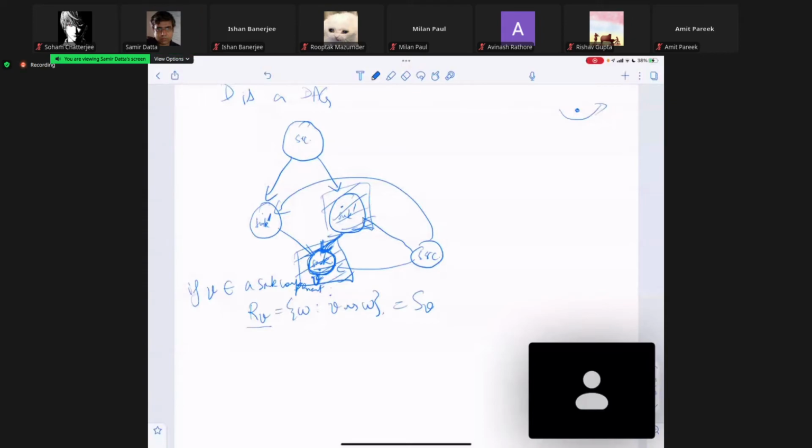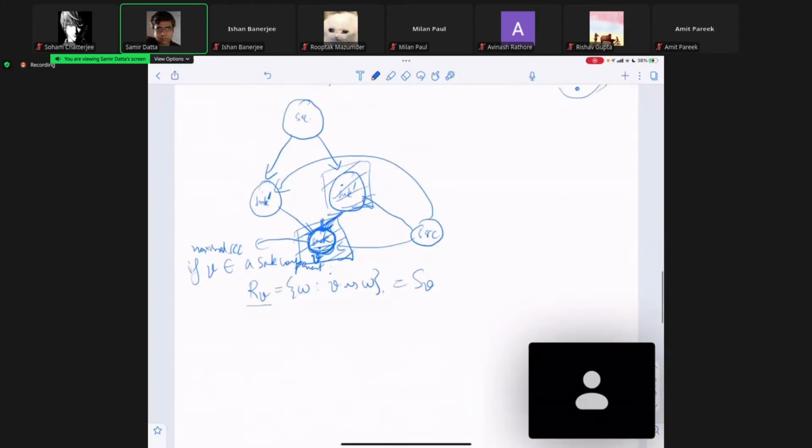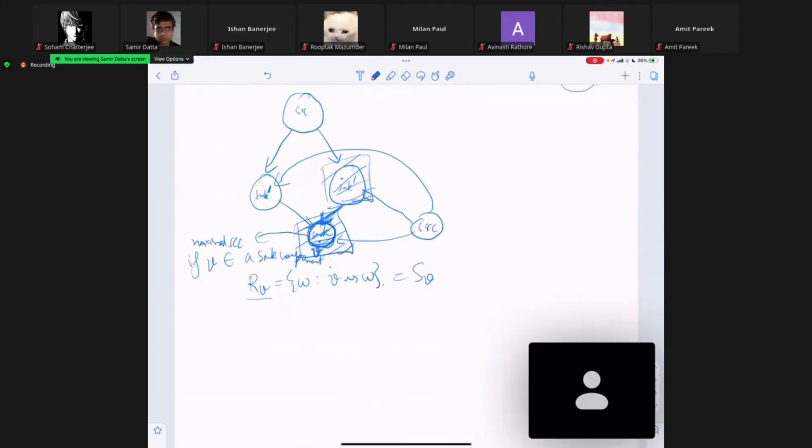What is the naivest way you will do it? So what do you mean by sink component? Is it a vertex or a set? It is a component, meaning it's a maximal strongly connected component. It is one of the S of V's, correct? Yes, sir. We want to identify a V such that it is equal to some S of V, correct? So what is the naivest algorithm that you can think of?